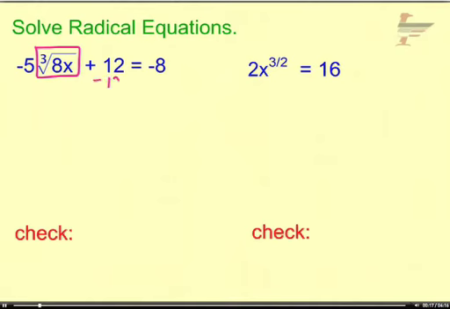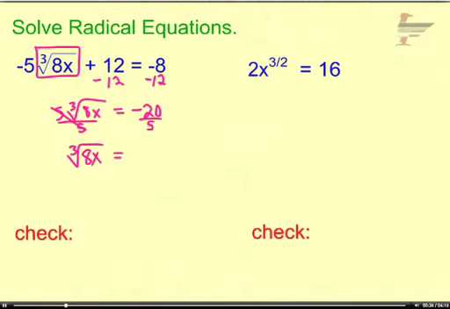We start by subtracting 12 from both sides. So we have 5 times the cube root of 8x equals a negative 20. And now to get rid of the 5, we'll divide both sides by 5. And we have the cube root of 8x equals negative 20 divided by 5 is a negative 4. And of course, mistake number 1, I don't know if you guys caught, this should be negative. So actually it's a positive 4.